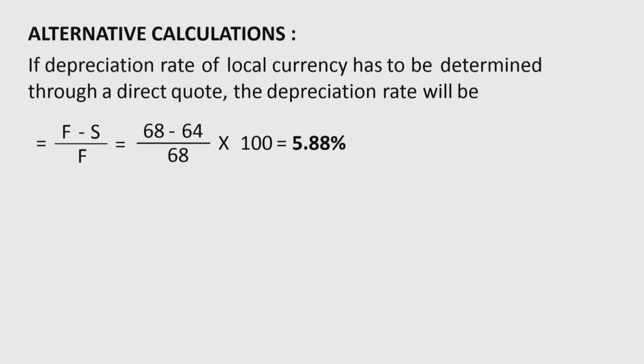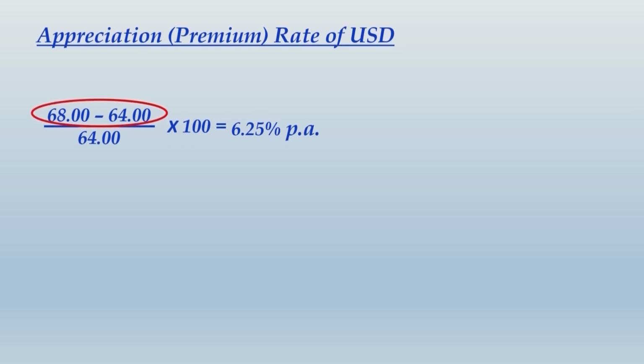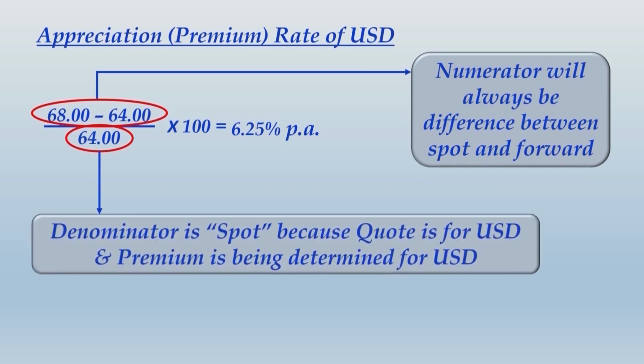Alright friends, let us move ahead and let us see how to apply straightforward calculations that will be required in examination. So in a question like this, appreciation or premium rate of USD can be determined by simply taking 68 minus 64 divided by 64 into 100, and what you get is 6.25%. Observe one thing, in this calculation the numerator part, it is 68 minus 64. You would write a small explanation for your understanding, that is numerator will always be difference between spot and forward, and then the denominator has to be taken care of. The denominator will be spot.